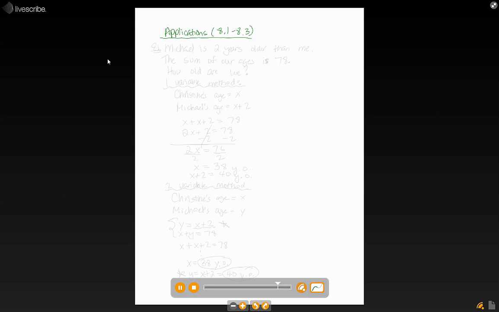So what I'm going to do is give you an example, and then we're going to go ahead and try to solve it both ways. So you can compare 1 variable methods versus 2 variable methods, okay?